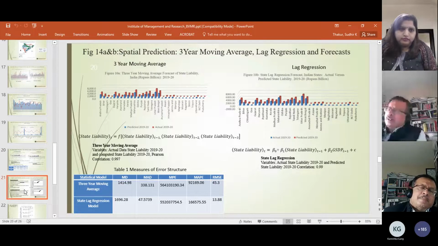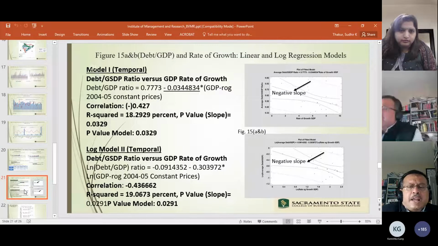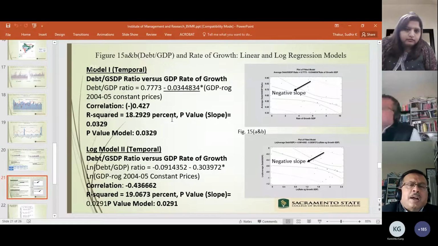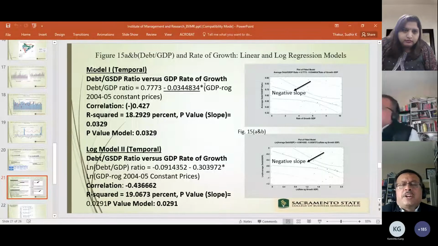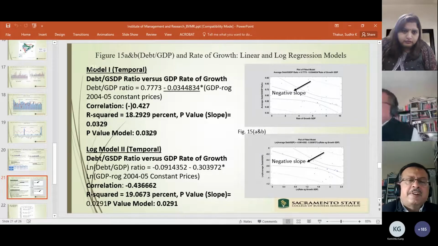An interesting result that I came across in my analysis is where I run a simple regression, a log model and a simple model. Let's look at the simple model first, where my dependent variable is the average debt ratio, and the independent variable is the GDP rate of growth. This has an R squared of 18.29, not very high, but it is significant in terms of the statistical significance of 0.03, which is less than 0.05.